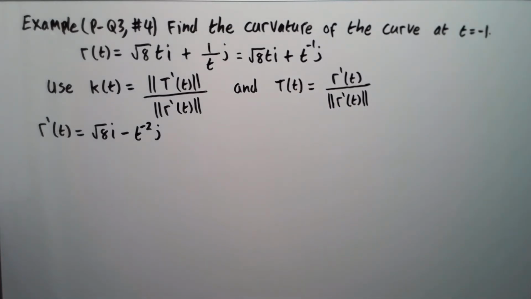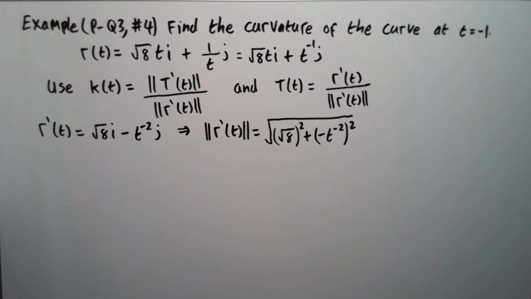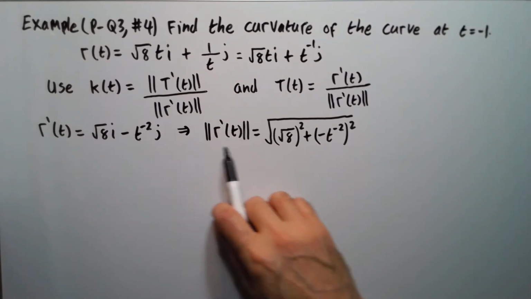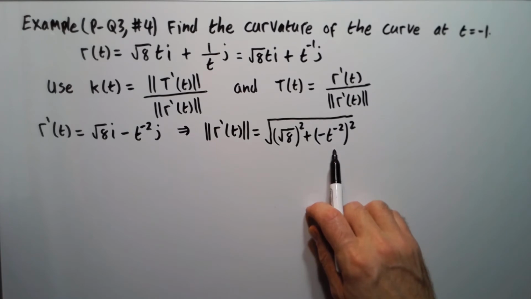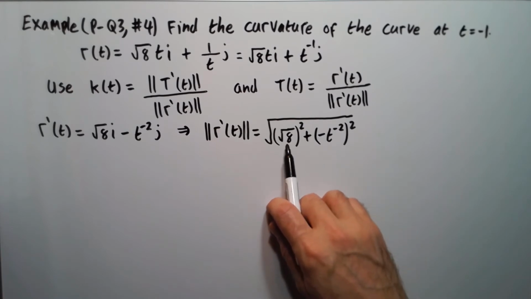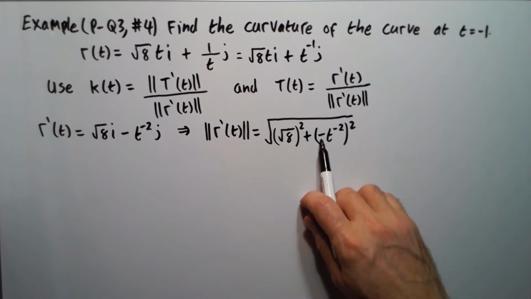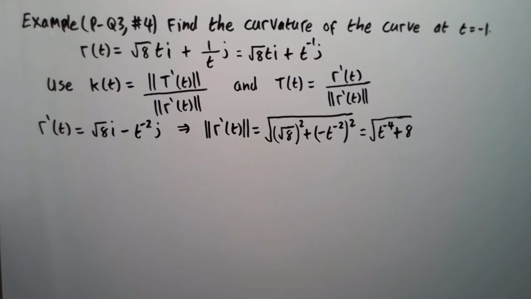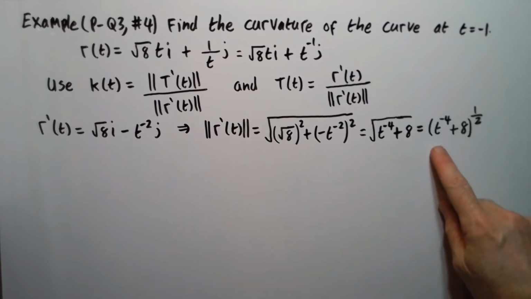Let's find the magnitude next. The magnitude would be the square root of 8 squared plus minus t to the -2 squared. Simplifying, square root of 8 squared is just 8, and you multiply exponents, so the minus sign goes away. Then the square root can be written as raised to the 1/2 power.